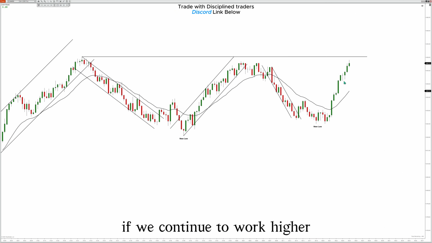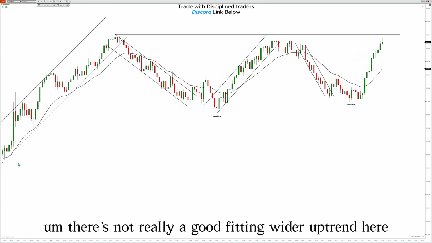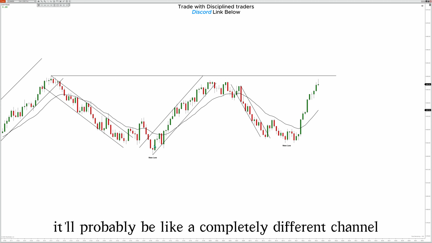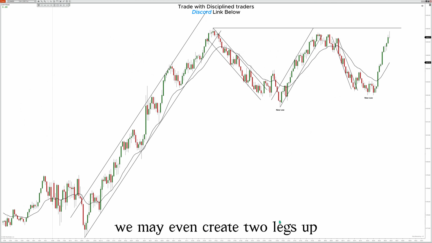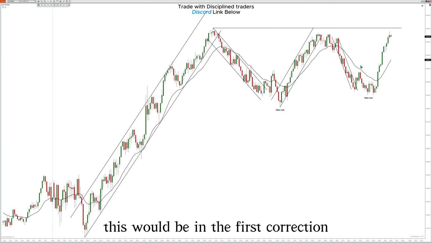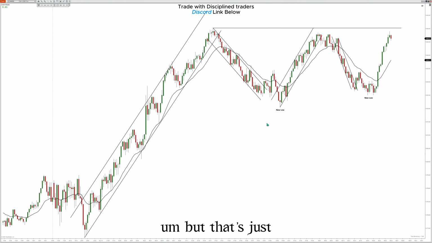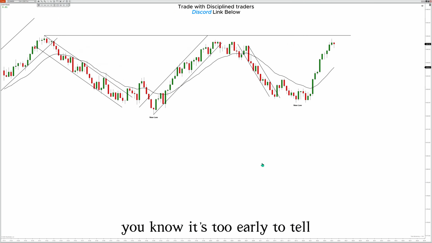If we continue to work higher, there's not really a good fitting wider uptrend here. So it'll probably be like a completely different channel. We may even create two legs up. This one being the first correction, and then another leg that is measured the same distance as this one. But that's just, you know, it's too early to tell.